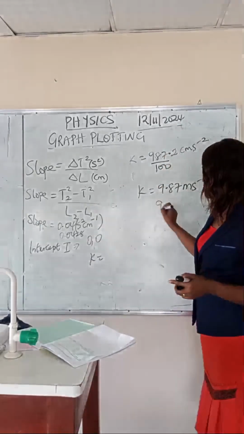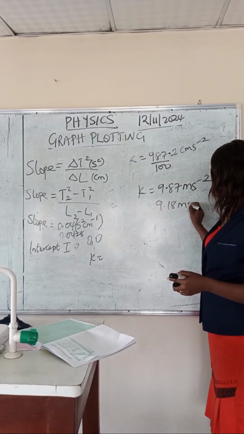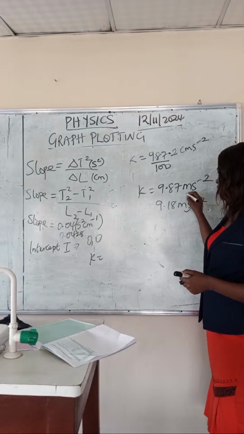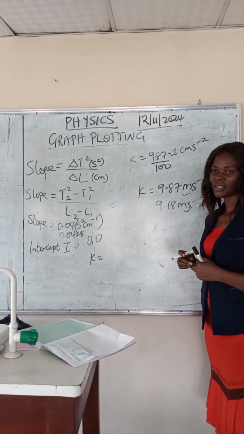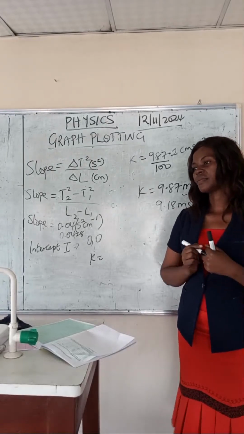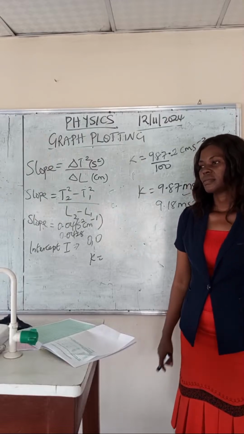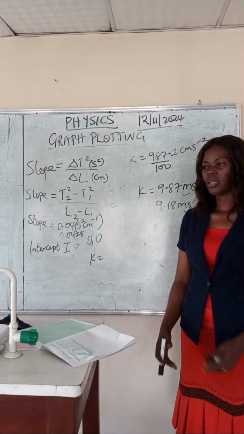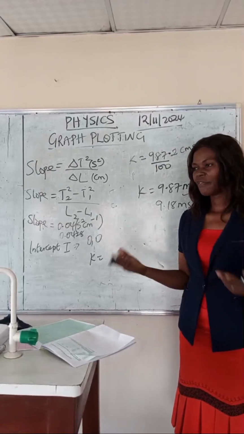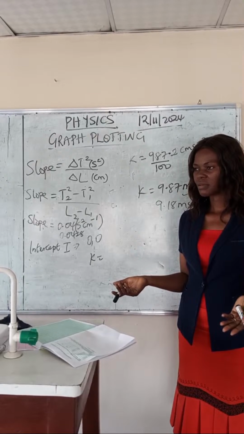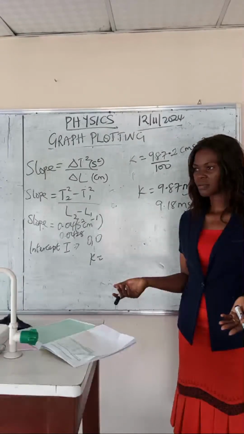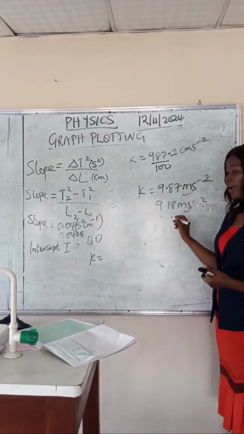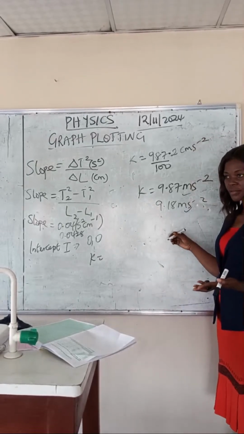I said 9.87. So is that one correct? Correct. But if it's like 1.0 below or higher than the correct value, are you still correct? Yes, 1.0 higher or lower, you are still correct.